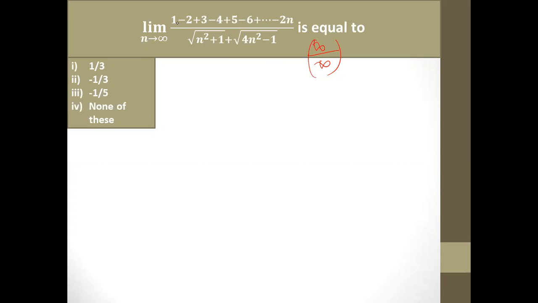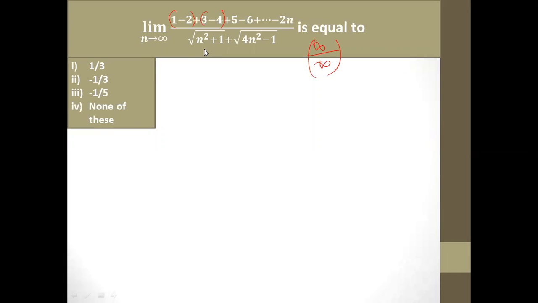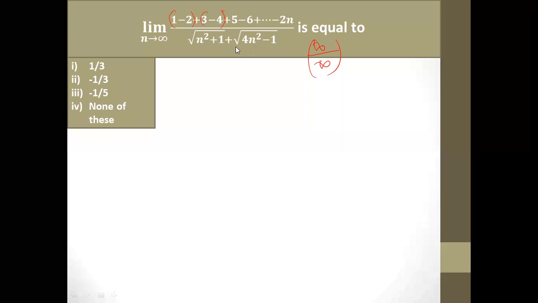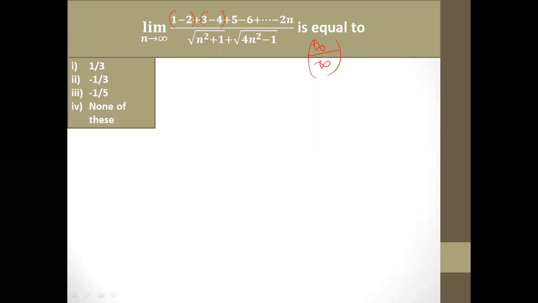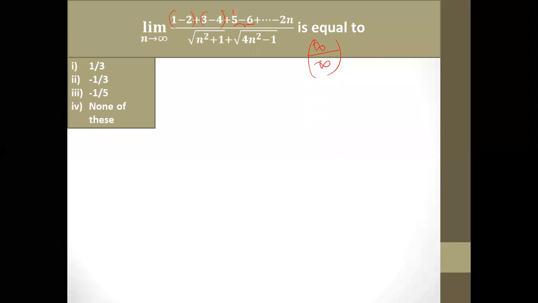If you see the numerator, what is there in the numerator? It is 1 minus 2. 1 minus 2 is minus 1. Take two terms together. 3 minus 4 is also minus 1. Yes, everything is minus 1, correct? These two pairs, each will become minus 1.